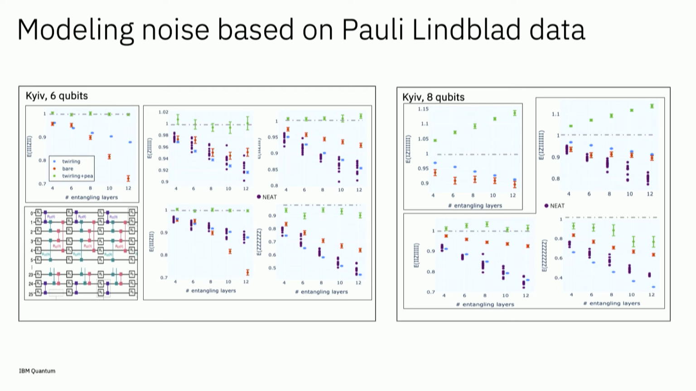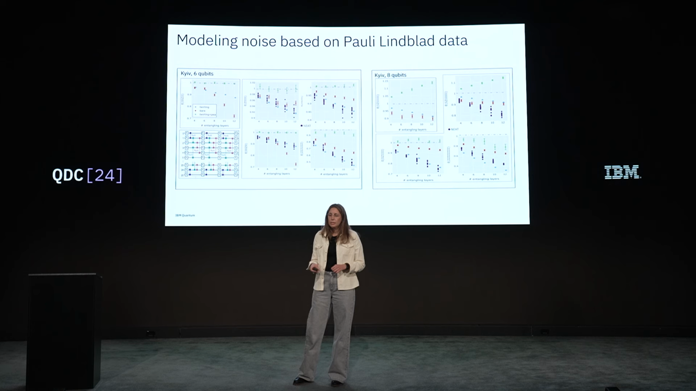Again, we compare it to the twirling results. And we see that in this case, not all the blue dots and the purple dots are aligned. This confirms my initial suspicion that the PEA experiment was not properly set. So you can use NEAT to play around locally and decide if you're happy with the settings you're using for your error mitigation.